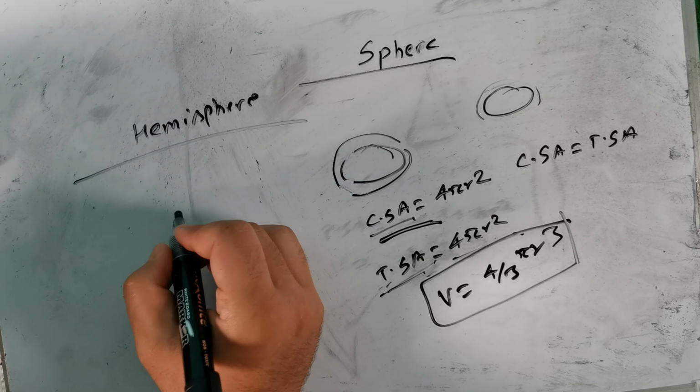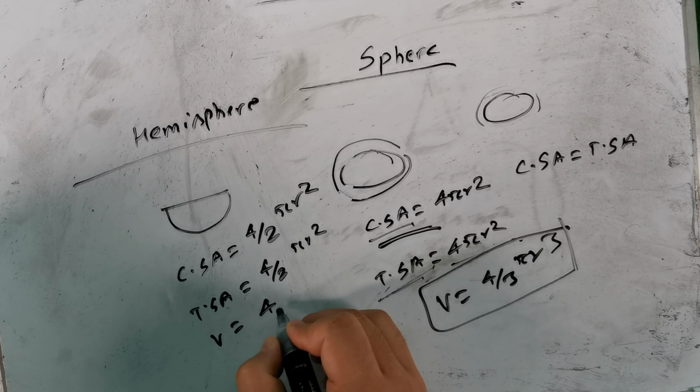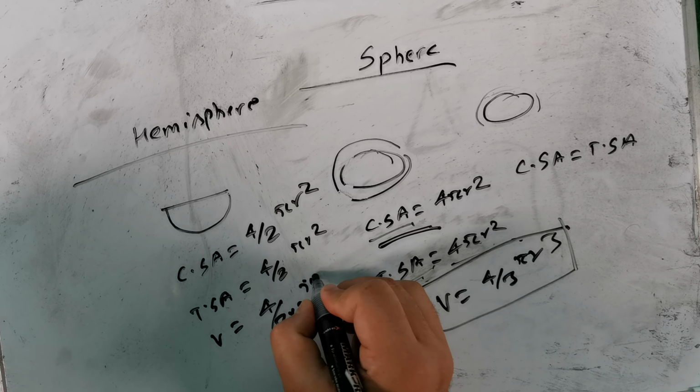Hemisphere means half part of a sphere. This is a hemisphere, half part of a sphere, obtained from the center of the sphere. In curved surface area, it is 4 by 2 pi r square, all halved. Total surface area is 4 by 2 pi r square, and volume is 4 by 3 into 2 pi r cube.